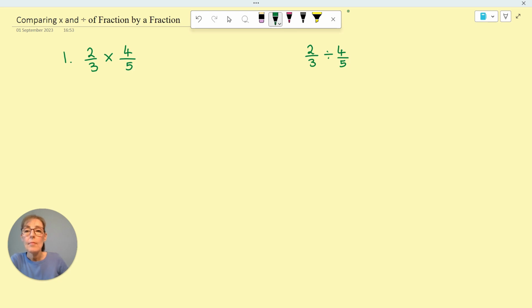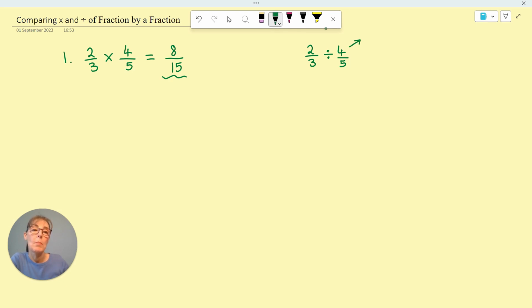Okay. So with multiplication of fractions, we do top times top. So 2 times 4 is 8 and bottom times bottom. 3 times 5 is 15. So we've got 8/15. There's two different ways to do the division. You can keep, change, flip, which you might have heard, or you can make the denominators the same. So there's two different ways to do it.